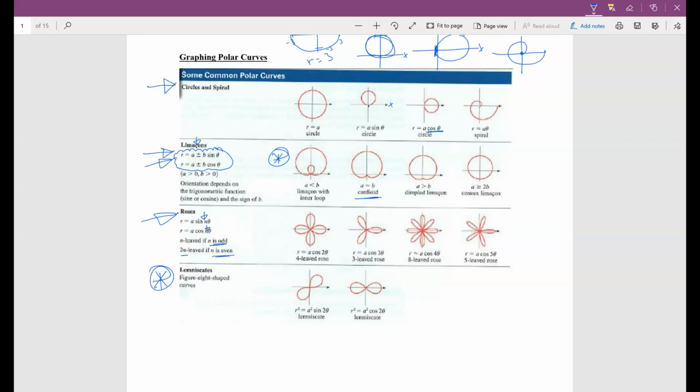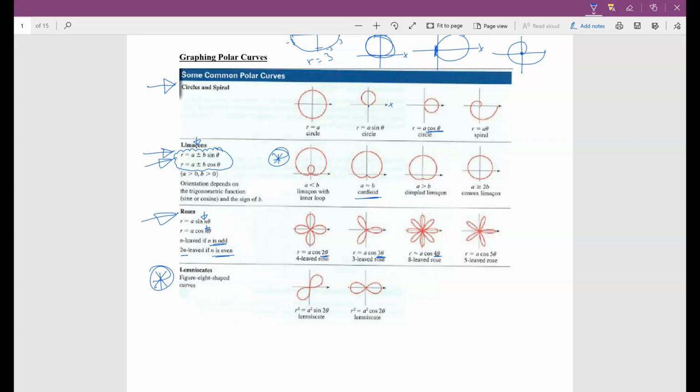So for example, if you look here, I have 2 theta in here. That means you're going to have double the amount, so you're going to have 4 leaves. If you have 3, which is odd, you're going to have the same amount of leaves, which is 3. If you have 4, then you're going to have 8 leaves, and so on and so forth.